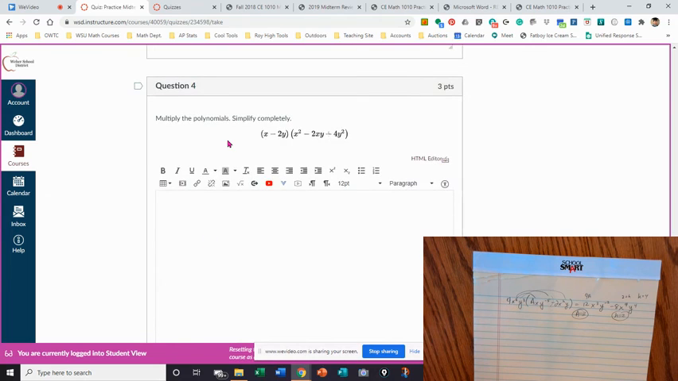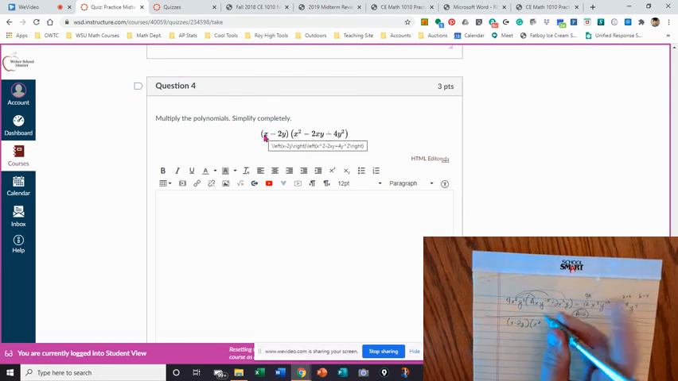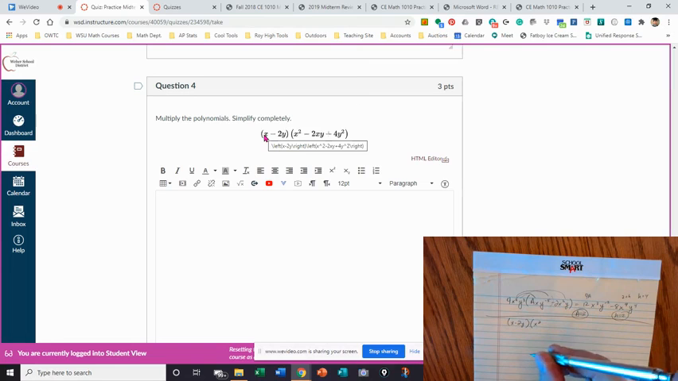Okay, cool. Multiply these completely. Simplify it completely. Okay. So x minus 2y times x squared minus 2xy plus 4y squared. So x times x squared, that's x cubed. X times -2xy, that's -2x squared y. X times 4y squared, 1 times 4 makes 4.